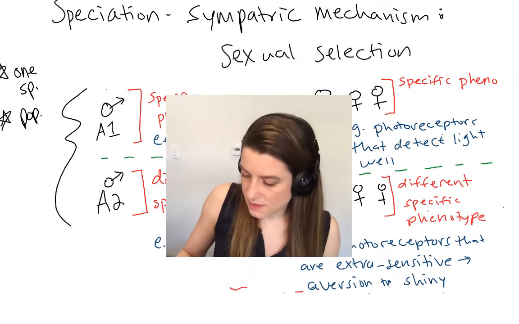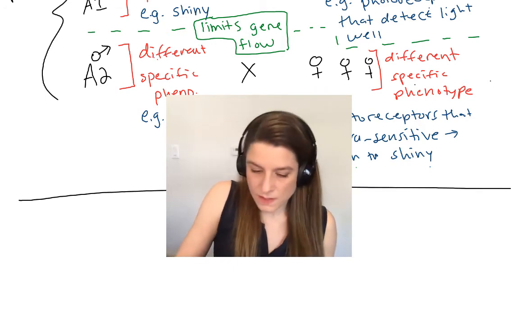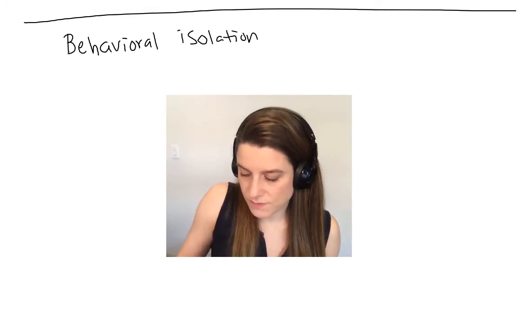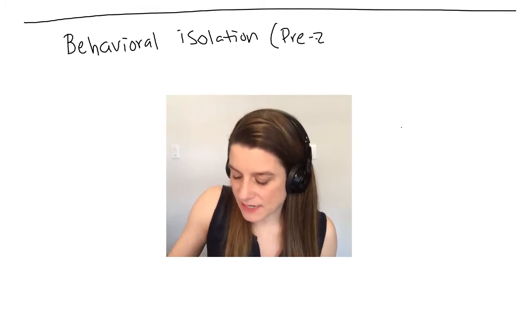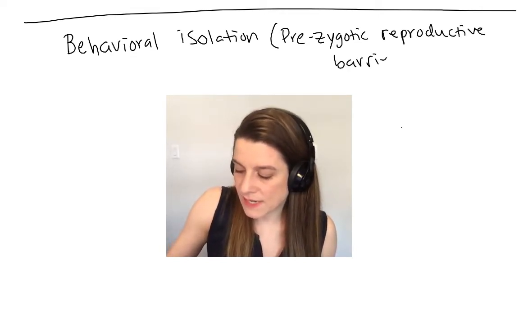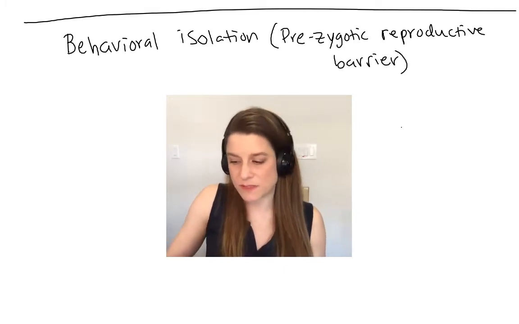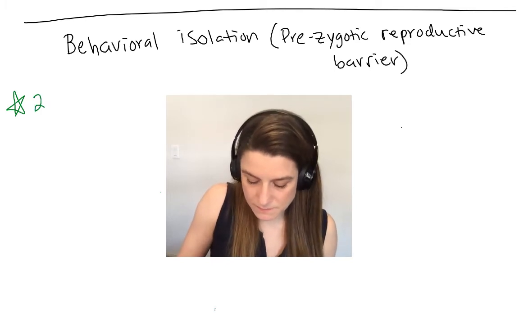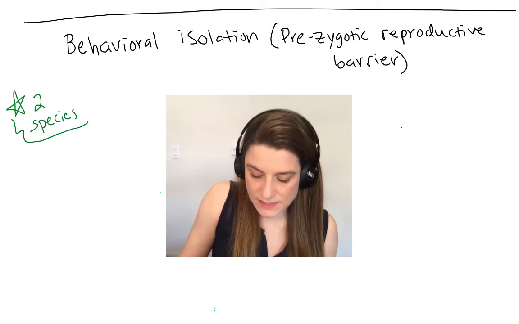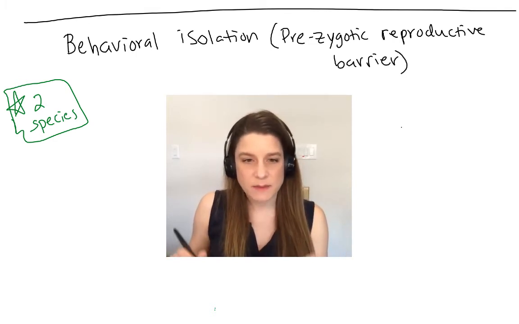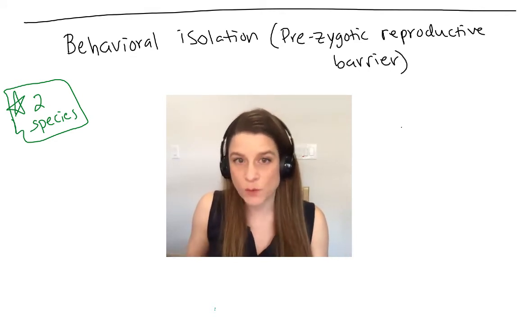Let's look at the last concept that's somewhat similar, but actually quite different. This is behavioral isolation, which is a prezygotic reproductive barrier, meaning it is a barrier that prevents mating events. That's prezygotic. Now this is very different here because we're talking about two species this time instead of one. And this behavioral isolation, yes, it has to do with sex, but it has to do with keeping the species apart and reinforcing that speciation.